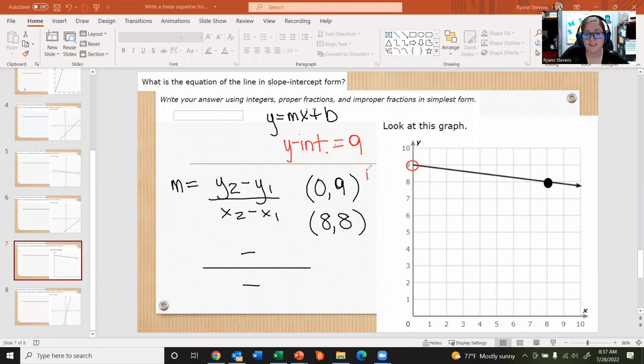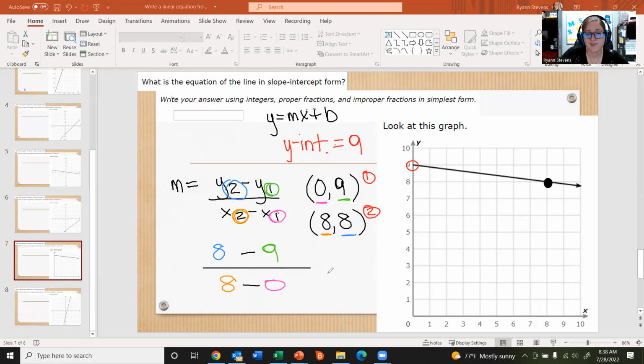So when I label these, I'm going to say this one is 1, this one is 2. And then I'm going to plug in my numbers. I'm going to say y sub 2. I'm going to look for that ordered pair I labeled 2. What is in the y, which is 8. Y sub 1. Look for that ordered pair you labeled 1. What's in the y? 9. And then x sub 2 in the denominator, which is going to be 8. And then x sub 1, which is going to be 0.